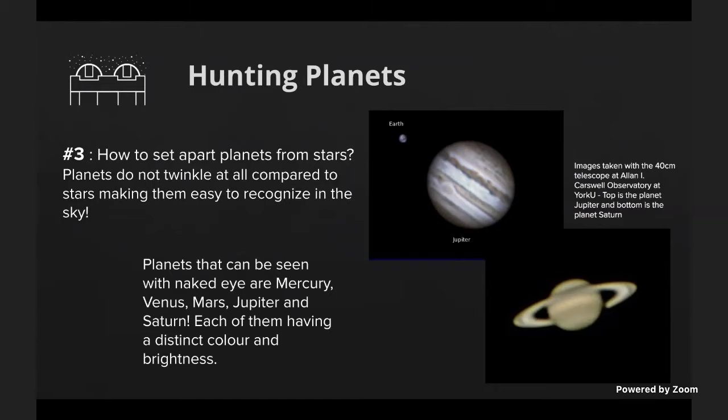Mercury is about a whitish color, Venus as well, but pretty bright, being the third brightest object as seen from Earth. Mars is a rust orange color. Jupiter is a tan color, and Saturn is about a yellowish tan color. Now take a second to enjoy some images we took with our 40 centimeter of Jupiter and Saturn.